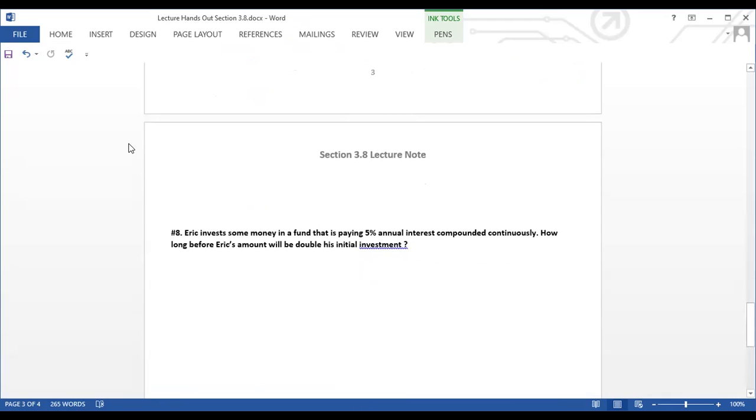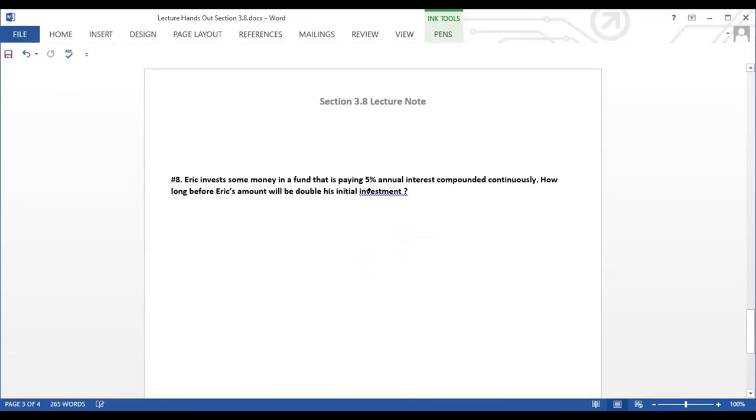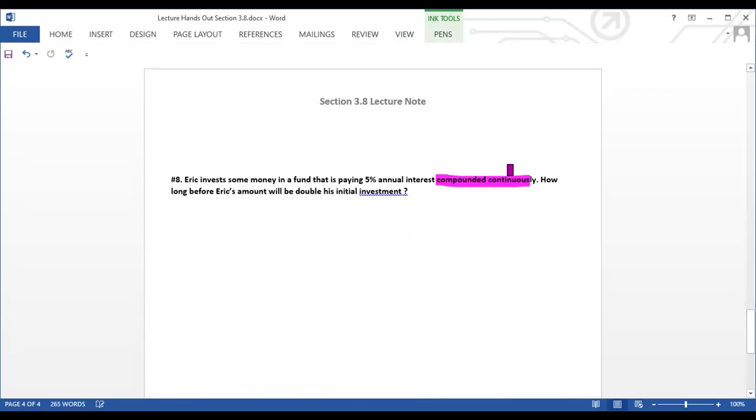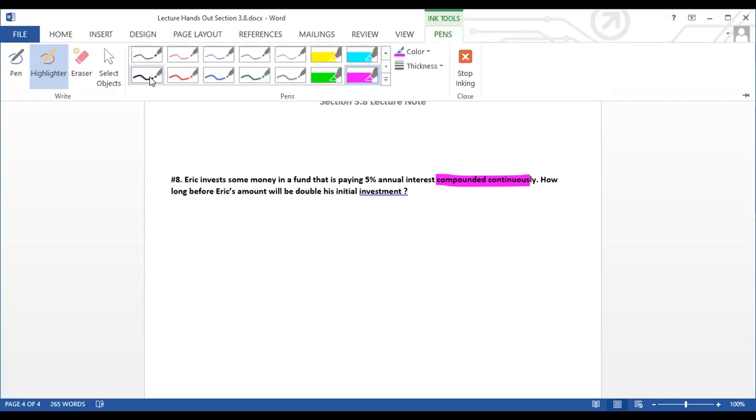So now, in number 8 here, let's take a look at this one. We call this the doubling time here, right? So Eric invests some money in a fund at 5% interest rate, compounding continuously, all right? How long before Eric's amount is going to double? All right, so let's take a look.